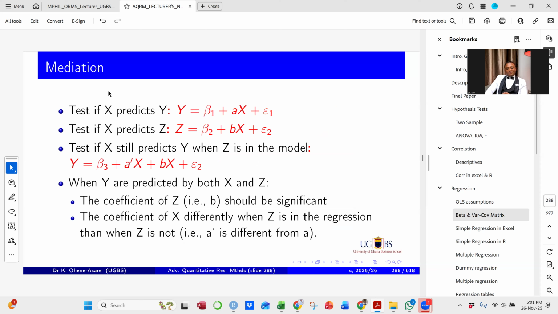So let's take an example of a mediating variable. Let's say that we test if x predicts y. So you can see that x here is predicting y. And then we test if x predicts z. X here is predicting the z as well.